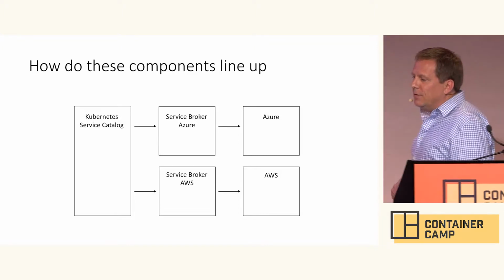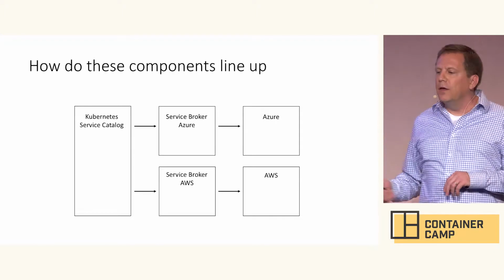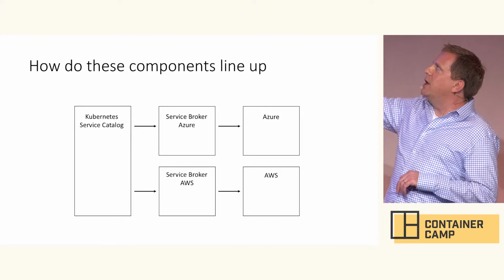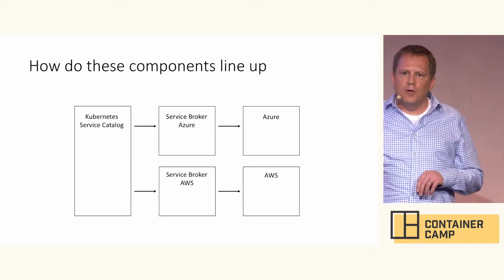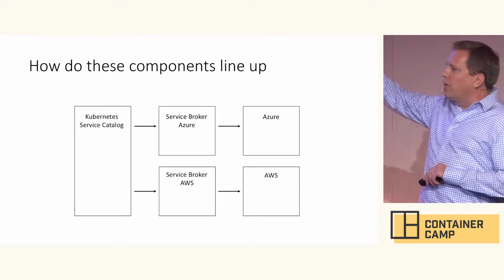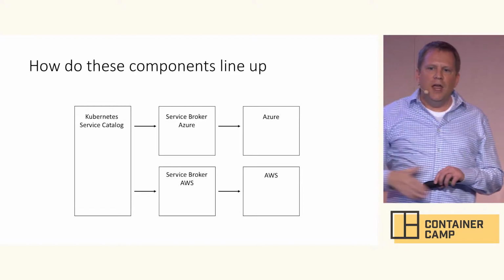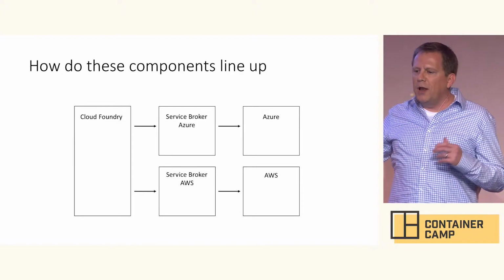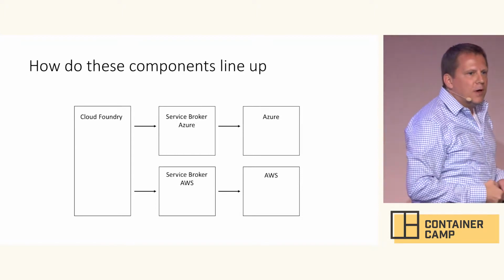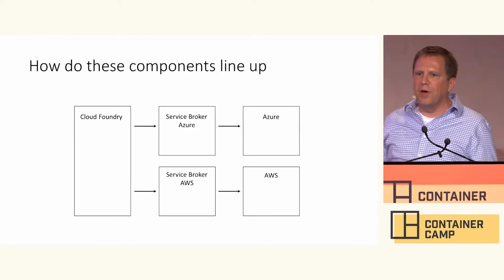And then finally, at the end of the day, this is not just a Kubernetes specific thing. So here we've got a diagram with Kubernetes talking to some service brokers, talking to some cloud providers, but because these are Open Service Broker compliant APIs, we can replace Kubernetes with something like Cloud Foundry. And we're not redoing all of that logic to talk to those cloud providers.